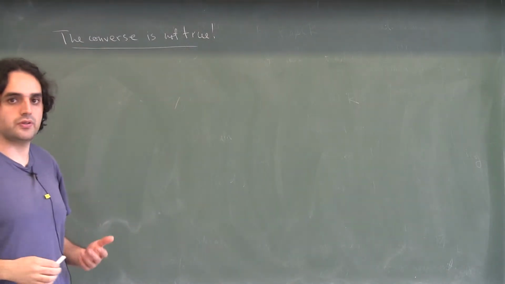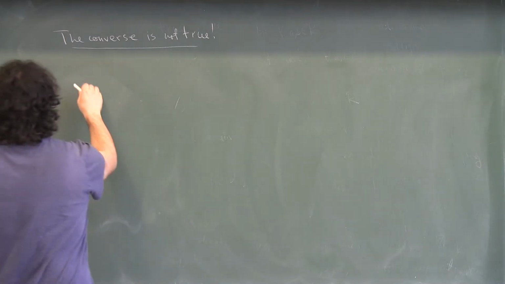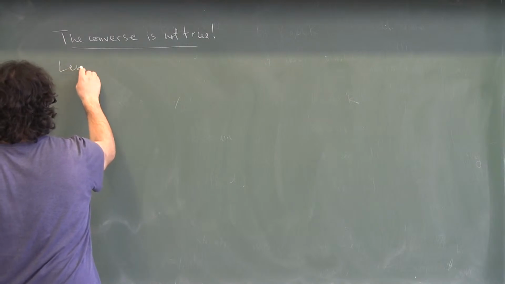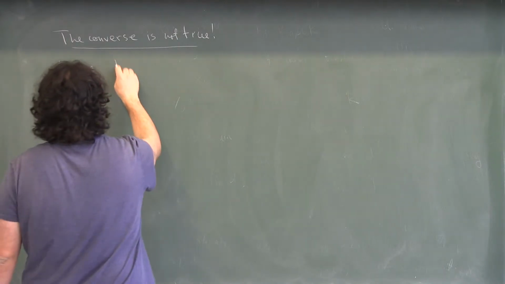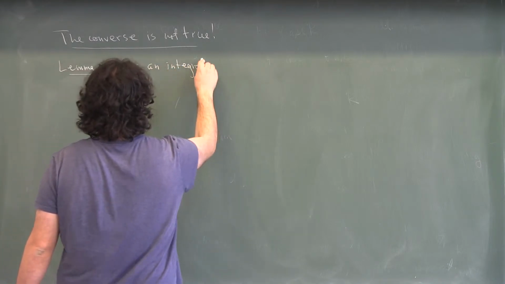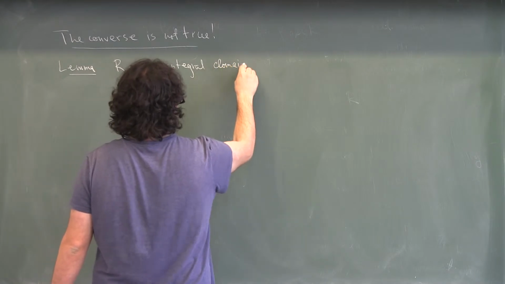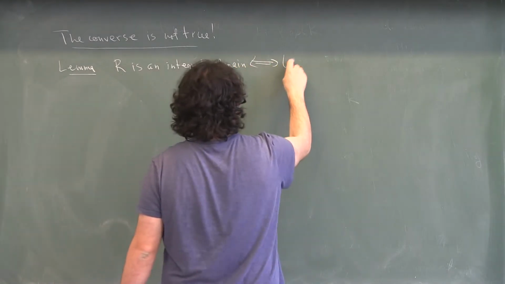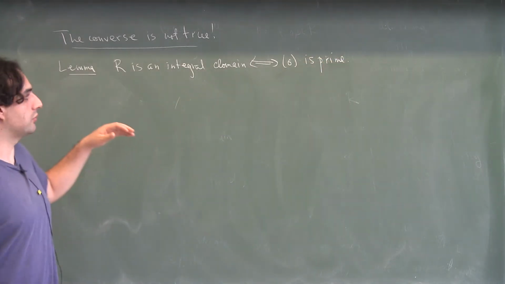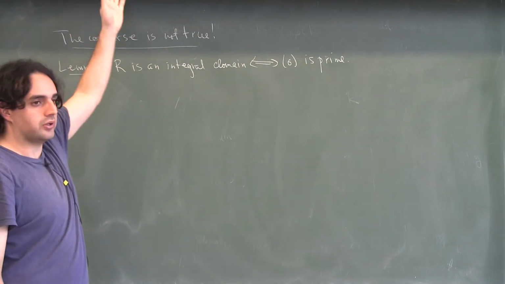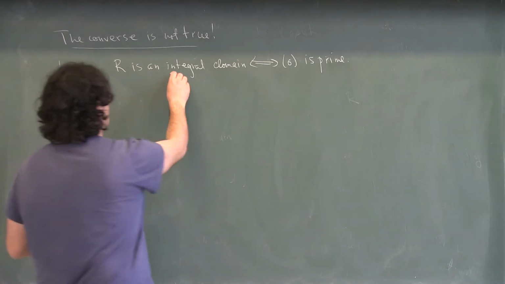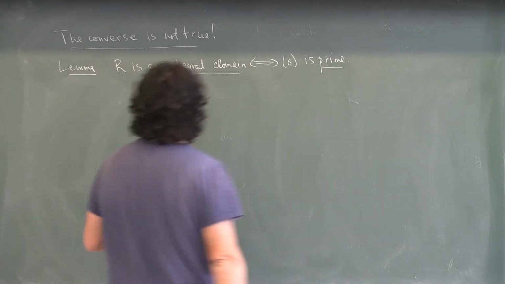Okay? So there are many reasons for this. One is, we have the following lemma. R is an integral domain if and only if the zero ideal is prime. So this is also starting to relate the property of the ideal being prime to properties of the ring, like whether the ring is an integral domain.